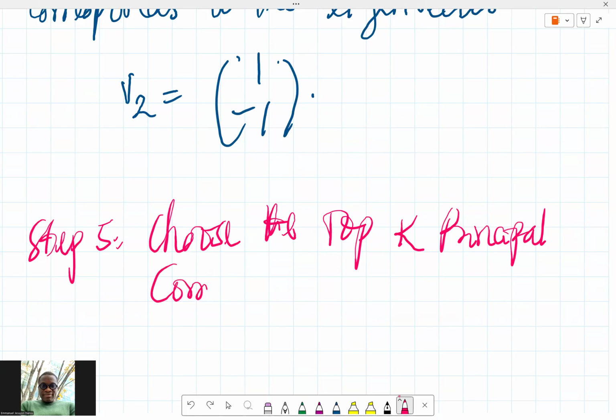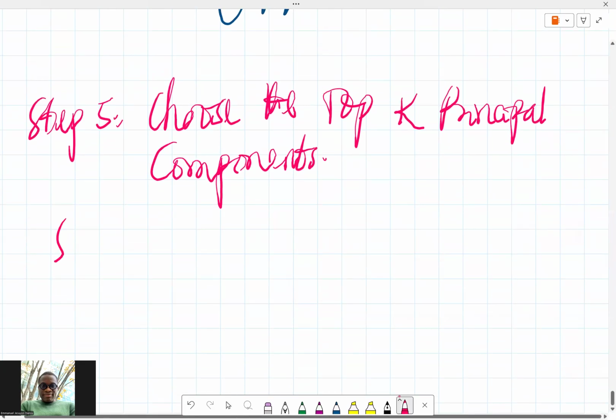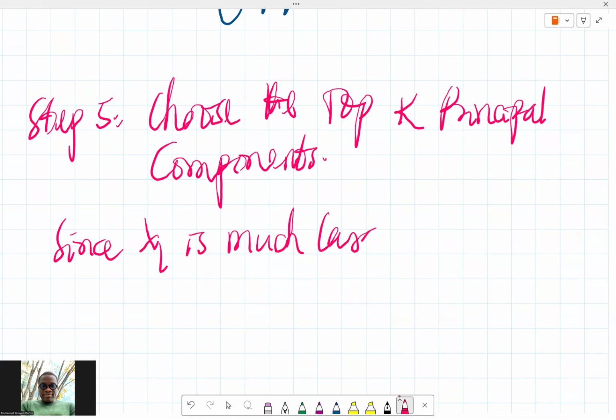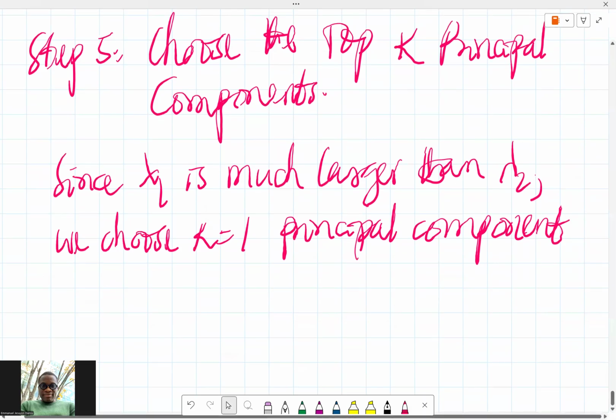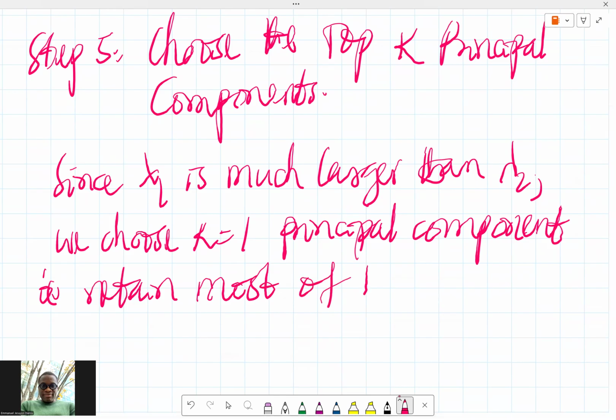So choose the top k principal components. Of course that's easy peasy, right? Since lambda 1 is much larger than lambda 2, we choose k equals 1 principal component to retain most of the variance. So eigenvalue 5 and eigenvalue 0 tells you eigenvalue 5 retains most of the variance.